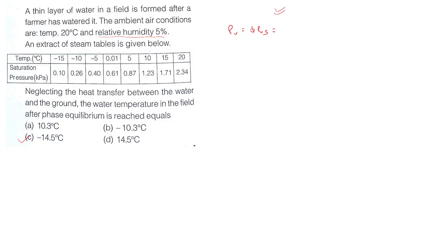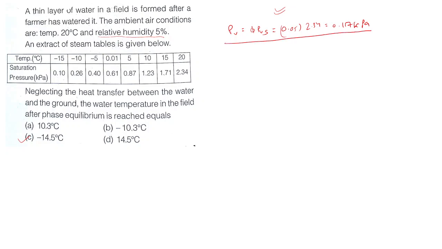Actually, the temperature we have to find out, sir, is the dew point temperature, the saturation temperature. Okay, so here you just find the PV. How much are you getting for PV? 5% would be 0.117 kPa. So this would be your PV.